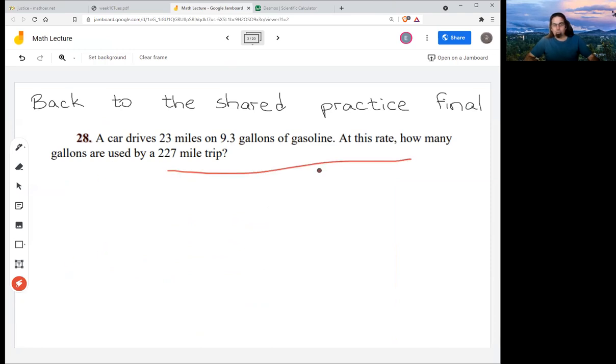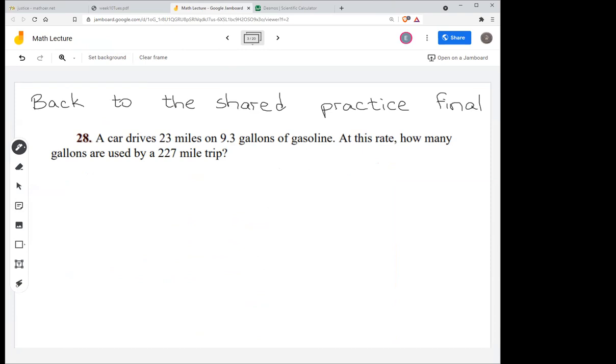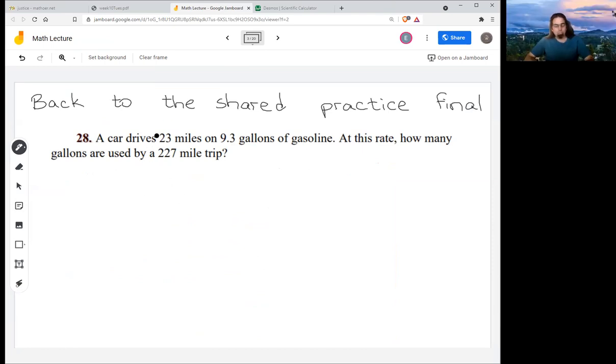Okay, so how do we start this one? What kind of problem is this? Would you do 23 miles over 9.3 gallons? Yeah, some people do this with a unit rate. If that's you, great. We've done the same kind of problem a few times, including Tuesday, where you can find the unit rate first and then multiply by 227. Most people want to do this as a proportion because they love cross multiplying.